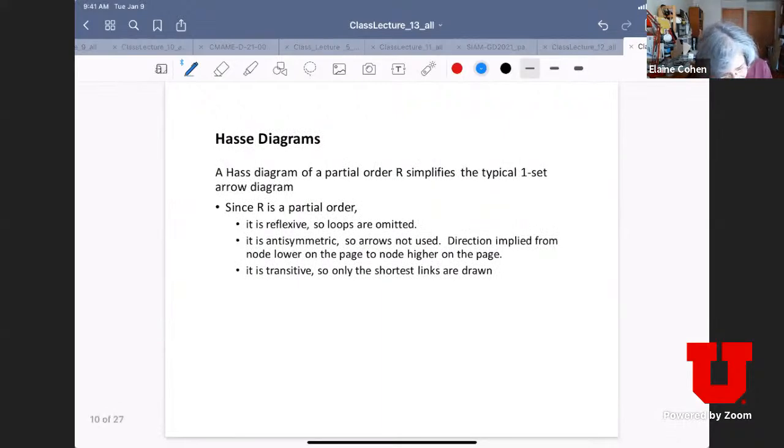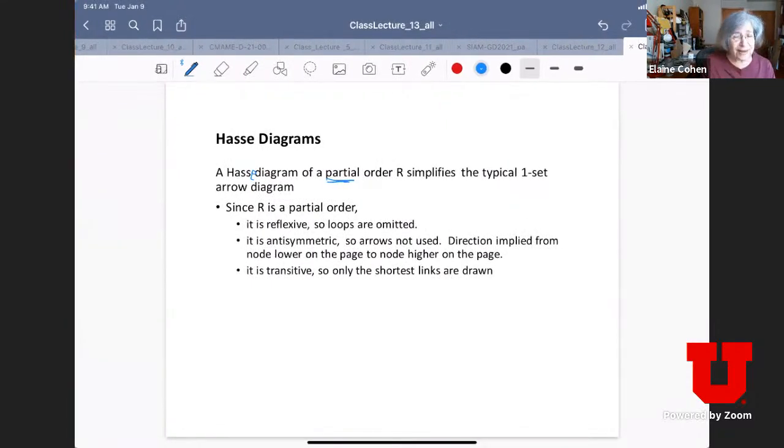Now, a Hasse diagram is an arrow diagram without the arrows that you can apply to partial orders. It simplifies the typical one-set diagram. It's applied only to partial orders. Now remember, a total order is also a partial order, so it's applied to total orders too. Since R is a partial order, it's reflexive, so you don't need to write the loops in this diagram. So Hasse diagrams don't have loops.